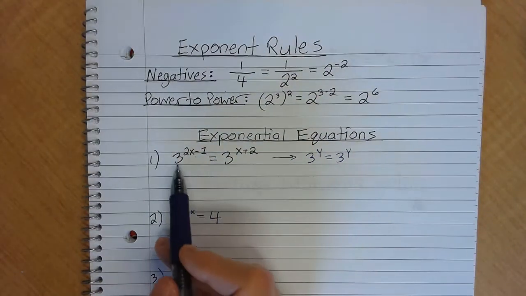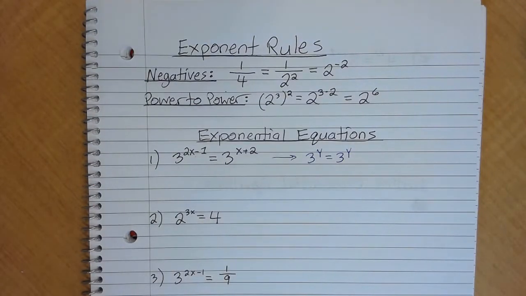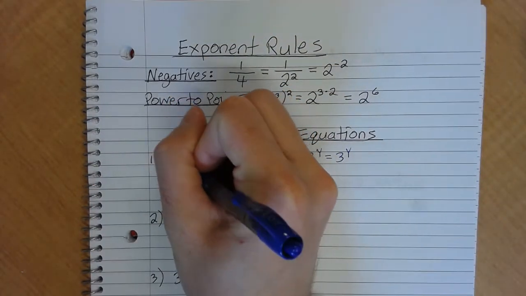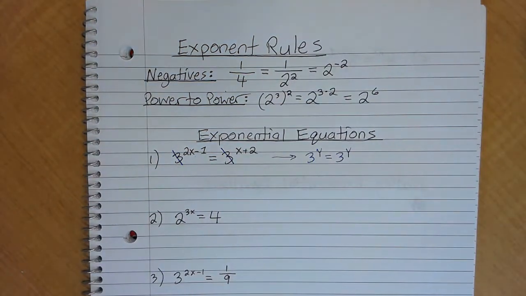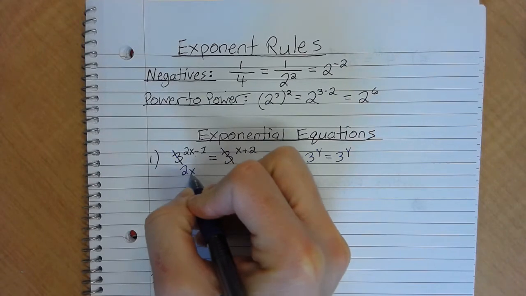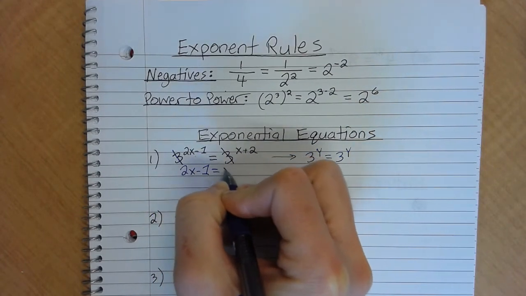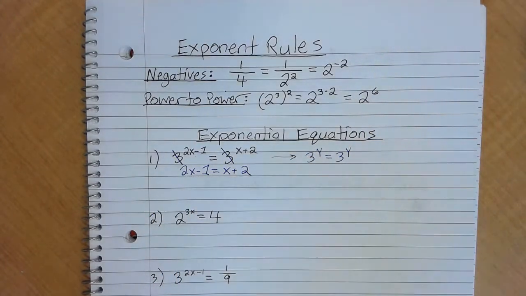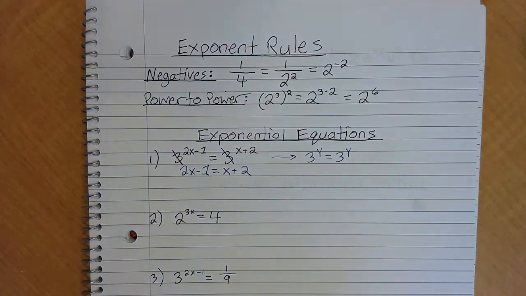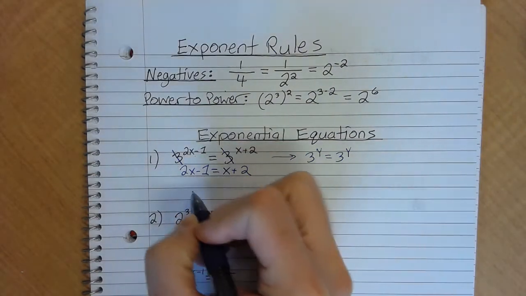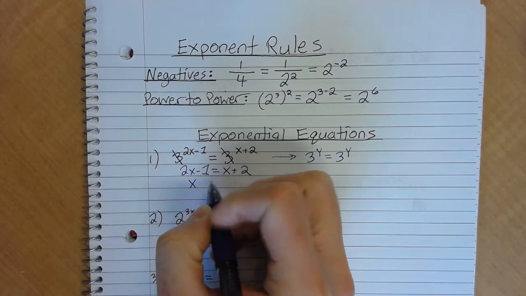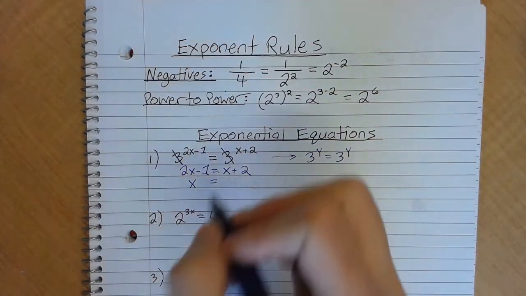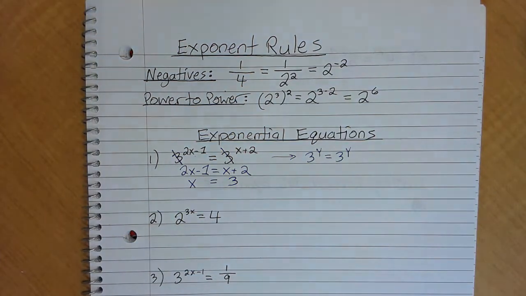So if you have the same bases already, both being 3's in the case of number 1, I can basically just get rid of those two 3's and then look at what the exponents are and set them equal to each other. So now I have 2x minus 1 equal to x plus 2. So we just have a couple of steps left to solve this two-sided equation. And in this case, we just subtract x from both sides and add 1 to both sides. And that ends up giving us x is equal to 3.